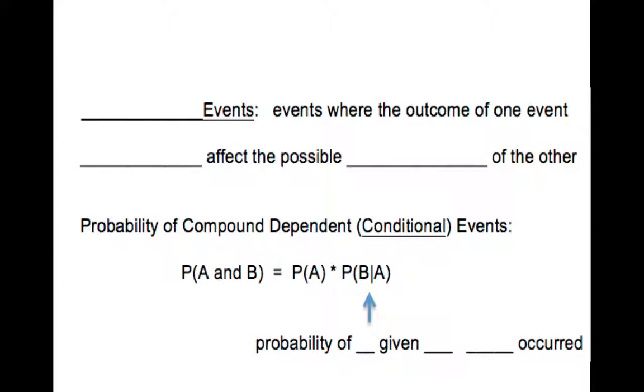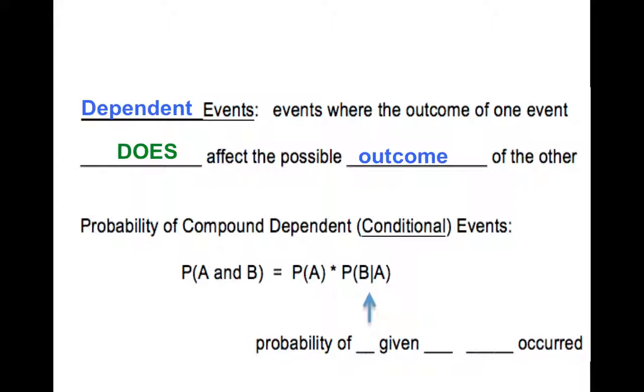Next we have dependent events. These are events where the outcome of one event does affect the possible outcome of the other. So dependent events is where one thing happens and it changes the probability that something else will happen. For example, the amount of sleep you get one day. Let's say you go to bed really late, and then that will affect the probability that the next day you fall asleep in class. So if you go to sleep later, there's a higher probability you will sleep in class the next day. If you go to sleep earlier, there's a lower probability. So there's a dependence there.